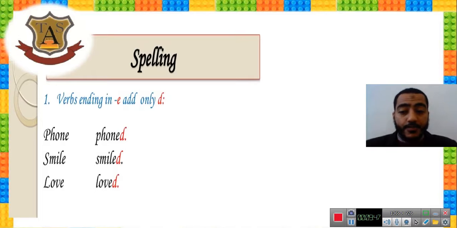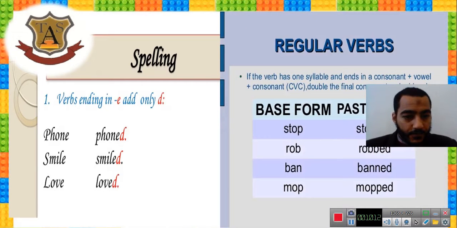Next, about the spelling. Verbs ending in e add only d, as we said. Here are more verbs ending with ed. Phone, phoned, just add d. Smile, smiled. Love, loved. Okay?